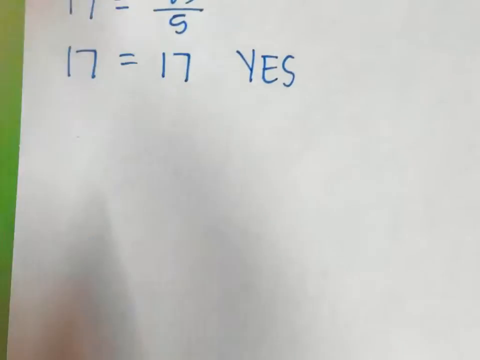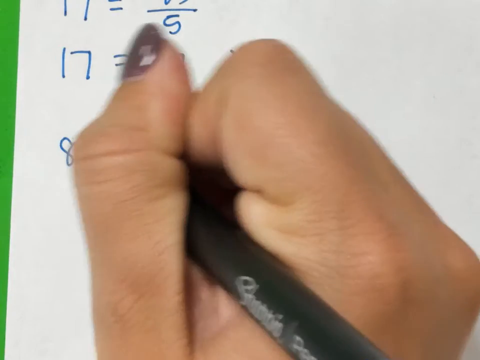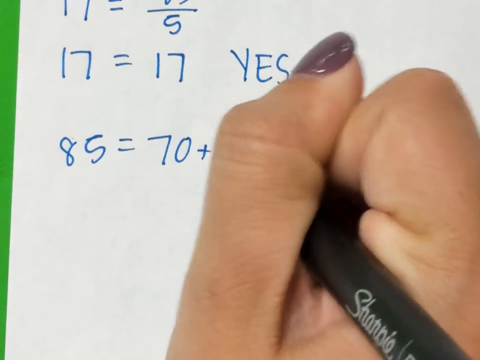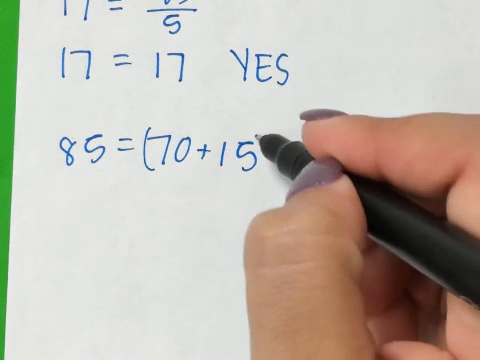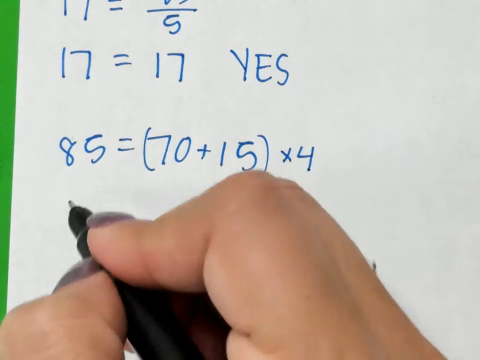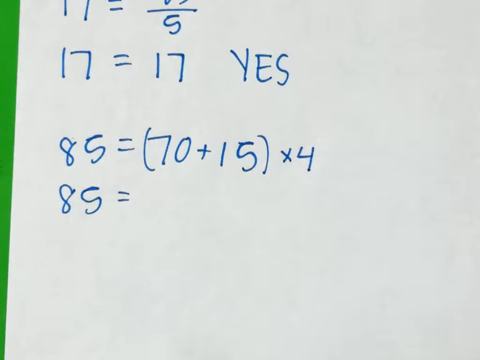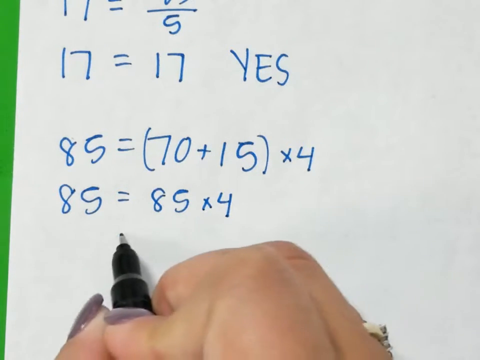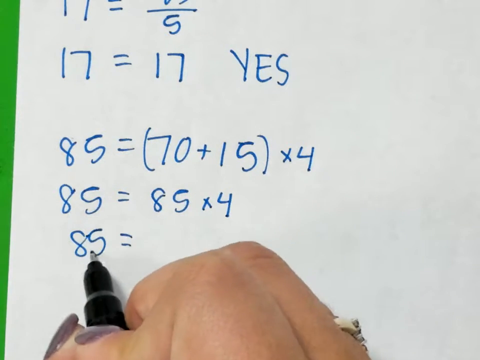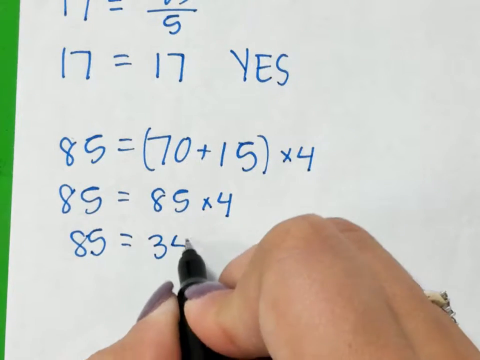All right, what about multiplication? So I've got 85 is equal to 70 plus 15. What if I multiply this right-hand side by 4? What do I have to do first before I multiply? Add. So that means I have 85 times 4. What is 85 times 4? 340.